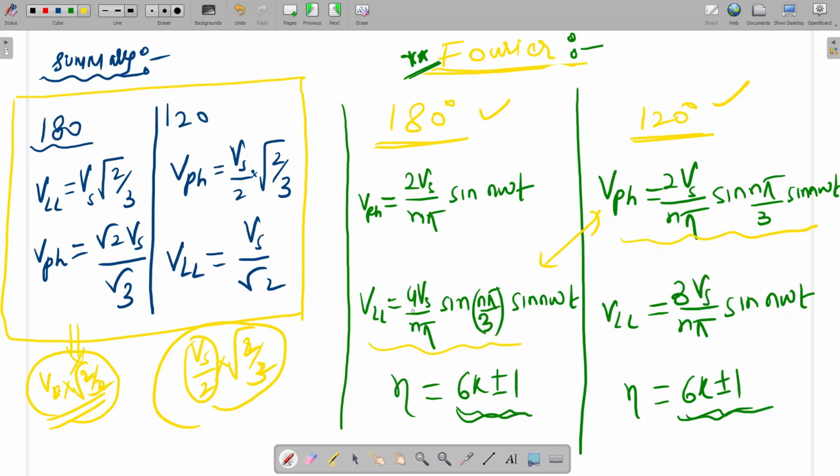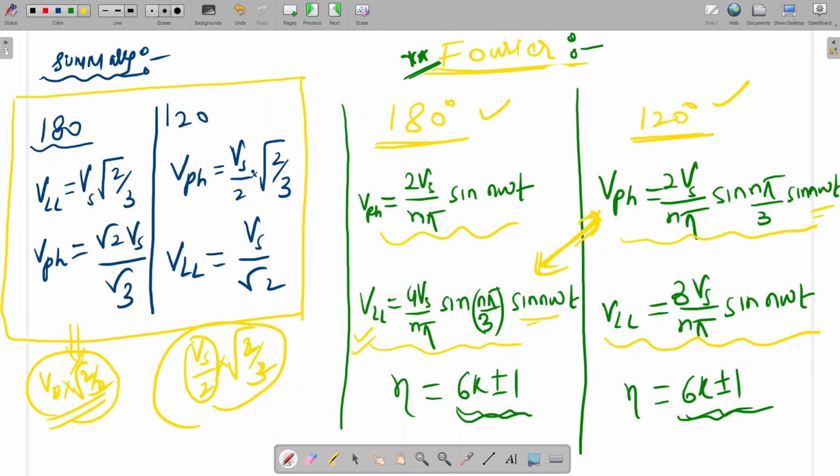For line to line, it is 4 Vs upon n pi sin n pi by 3 sin n omega t. The same Fourier is the phase for this one, but here, in place of Vs, it will be Vs by 2. So that will come as 2 Vs upon n pi sin n pi by 3 sin n omega t. So this 2 we can memorize, and here the phase will be 2 Vs upon n pi sin n omega t in case of 120-degree. The line is 3 Vs upon n pi sin n omega t. So like this you can memorize.